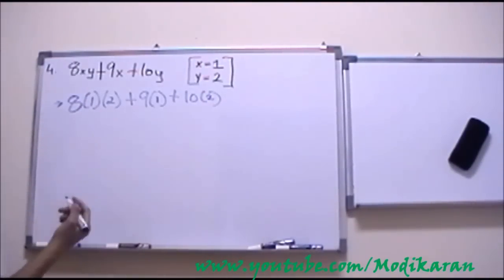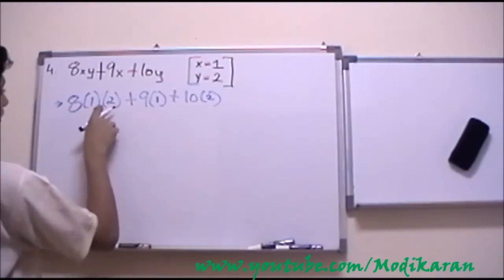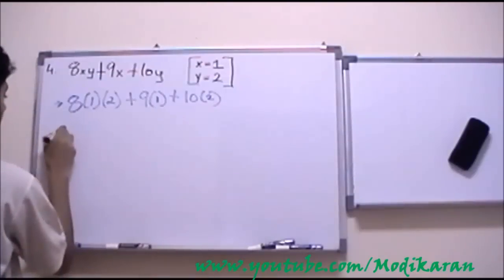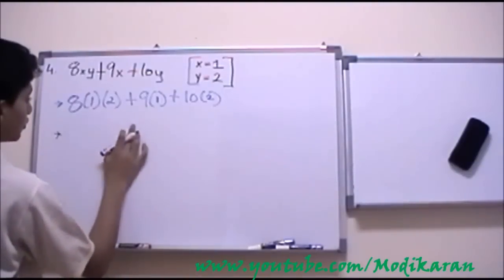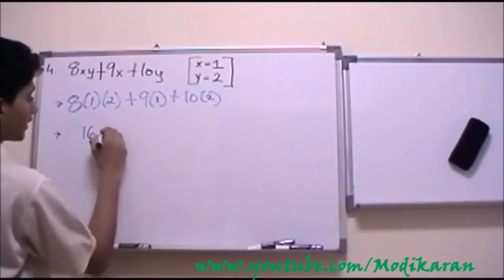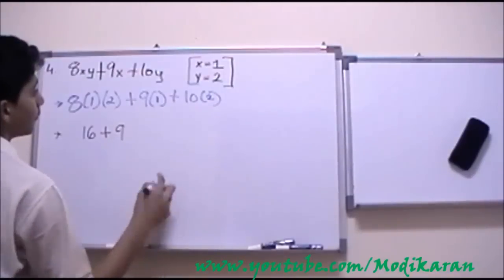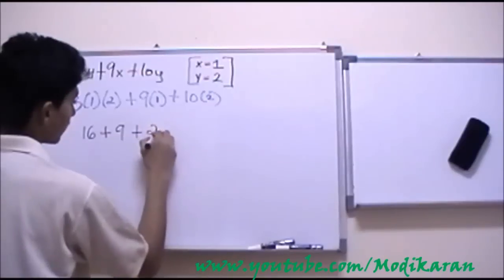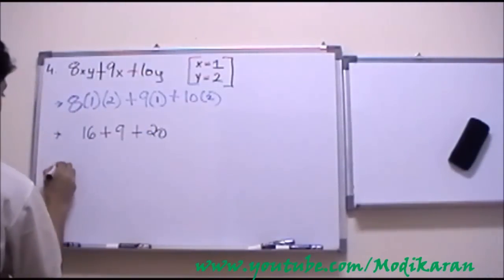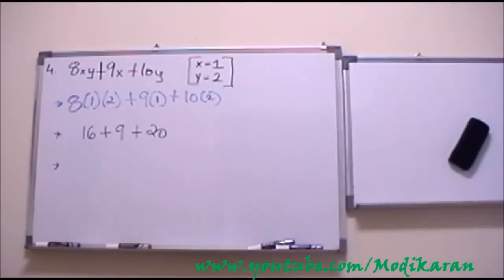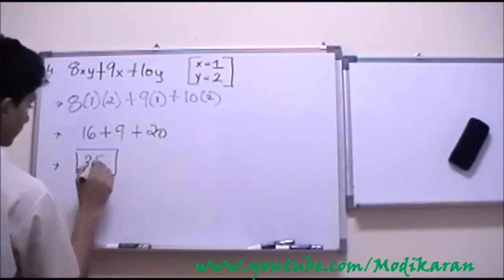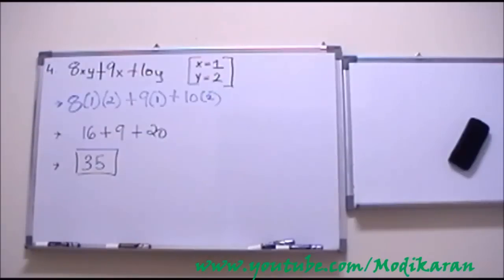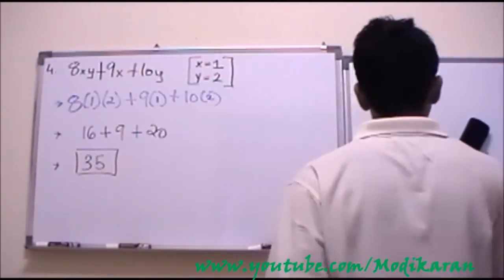When you do that, you can multiply this first or anything you want, and you are going to get the same answer. So 8 times 1 is 8, 8 times 2 is 16, plus 9 times 1 is 9, plus 10 times 2 is 20. Now you can tell that this is going to be equal to 35. So this whole equation is going to be equal to 35. Now let's go ahead and solve our last example.